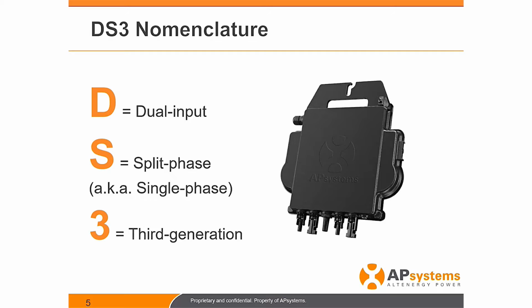DS3. Most of you are distributors, so all of you are aware of the DS3. Let's start with the nomenclature, on what the name DS3 actually means. D is for dual input, S is split phase, which is like single phase, and 3 is third generation. So it's the successor of the YC500 and YC600, which is why we label it a third generation inverter, and why we have named it DS3.